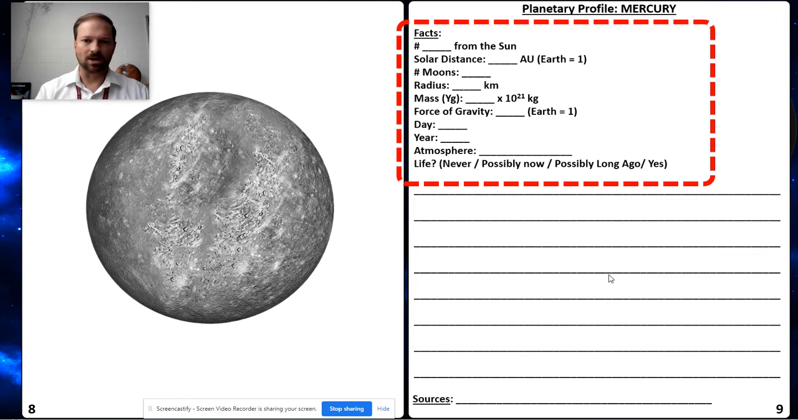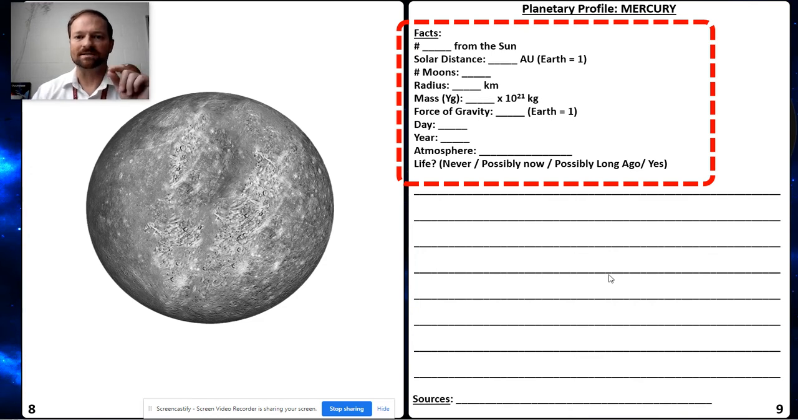Mercury, Venus, Earth, Mars, Jupiter, Saturn, Uranus, Neptune. The asteroid belt has a slightly different set of facts. And when we get to the Kuiper belt and the Oort cloud, sections beyond the gas giants, those will also have different sets of facts. So be careful about when you get on autopilot and start filling in this top section. But for the planets, they are all the same.